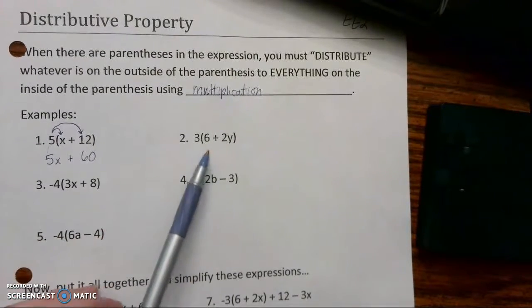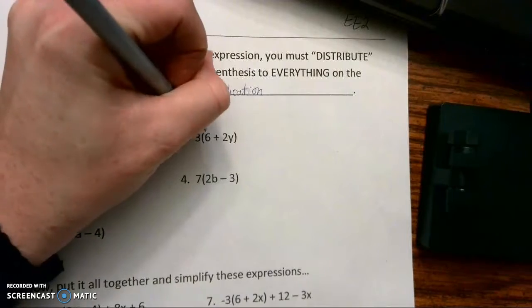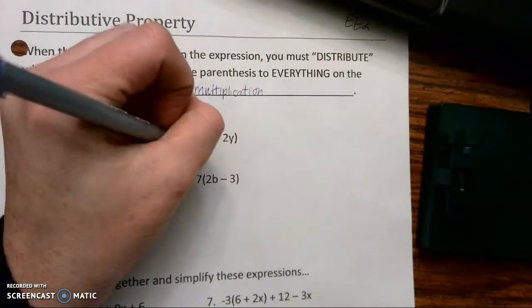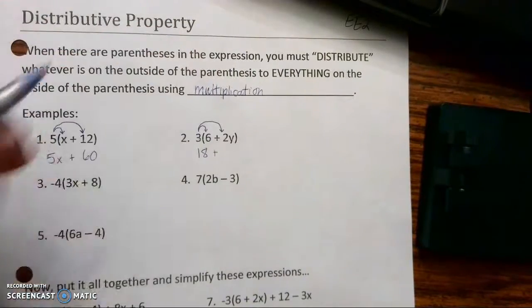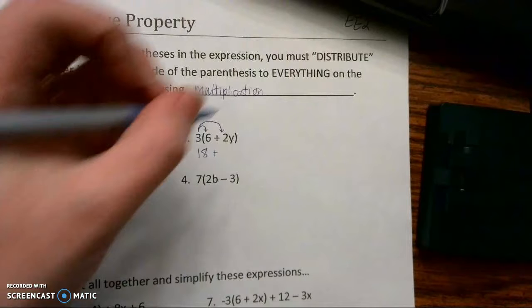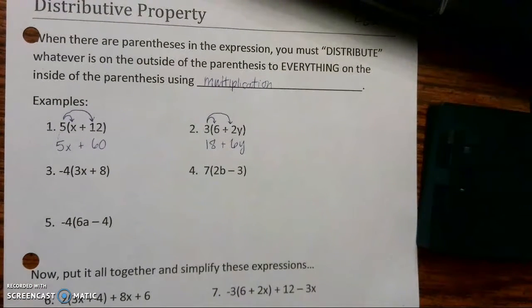If we go and look at number 2, we're doing the same thing. We're taking 3 and we're distributing it to each term. So 3 times 6 would give me 18. And then 3 times 2y would give me 6y. All right. So then we take a look at number 3, same thing again, distributing a -4 to both terms.